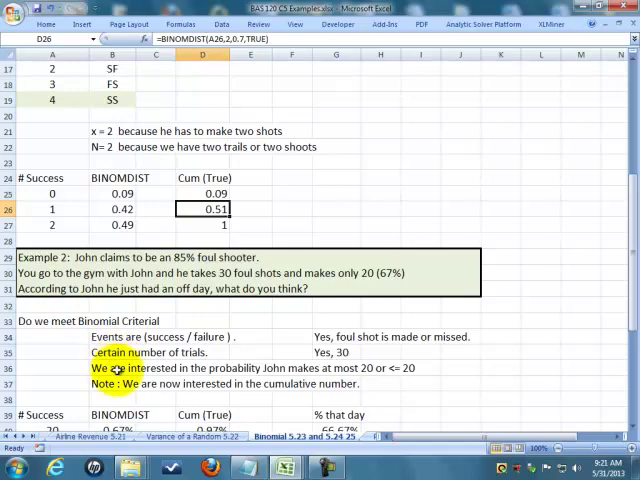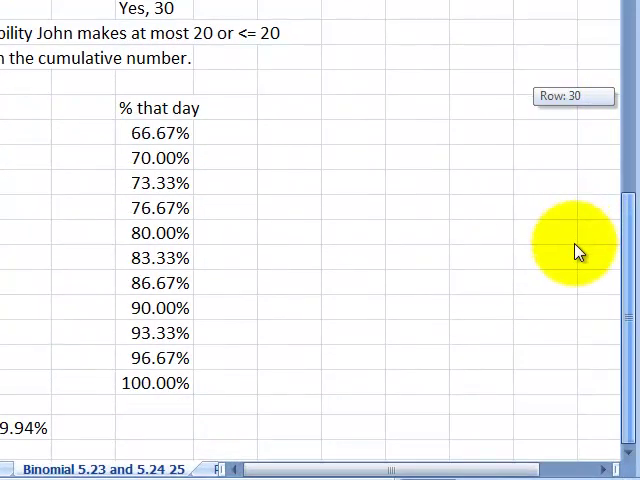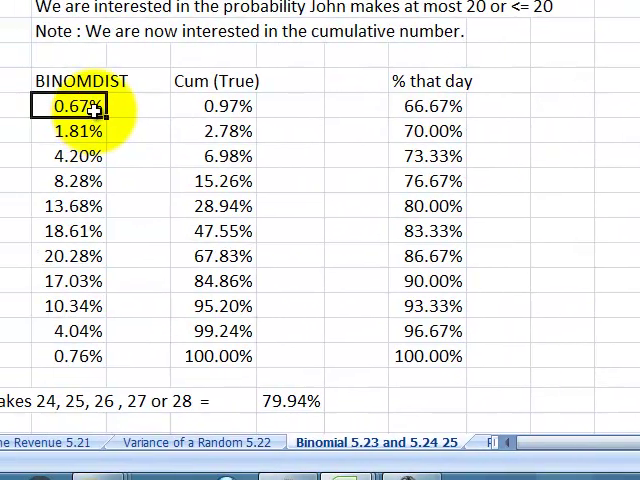Well, we meet the criteria of a binomial distribution. So let's just see. Here's success, and I've started with 20 where he had. I put binomial distribution false. So the probability that he makes exactly 20 is very, very low. But what we're really interested in here is the probability that he makes 20 or fewer, right? So over here I said on that particular day he shot 67%. But there's about a 1% chance that if John is truly an 85% foul shooter, he's going to go out there and only make 20.